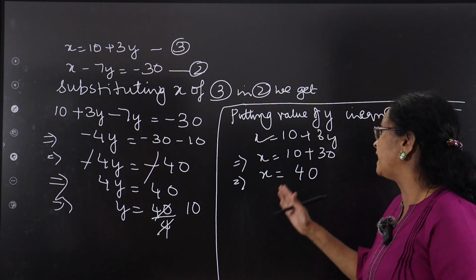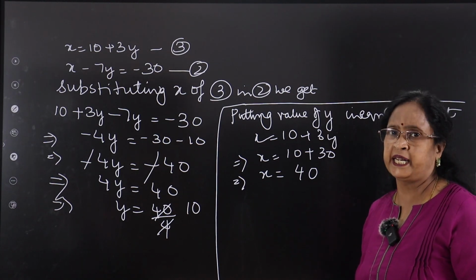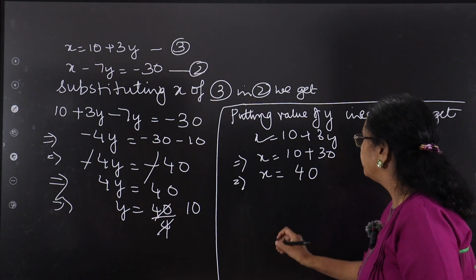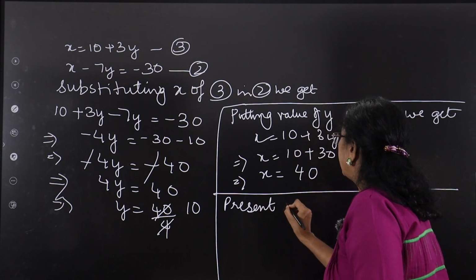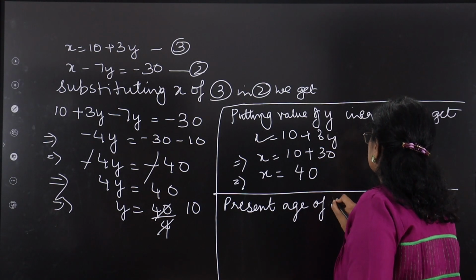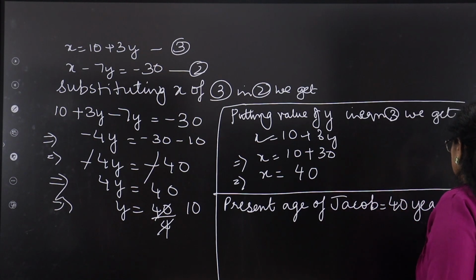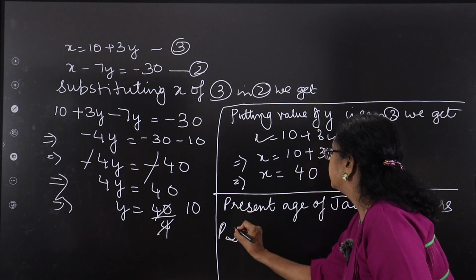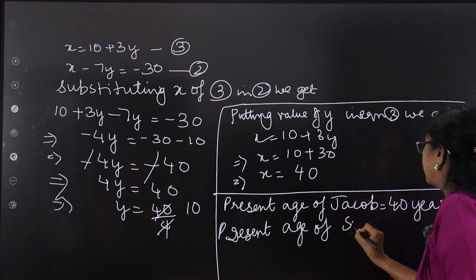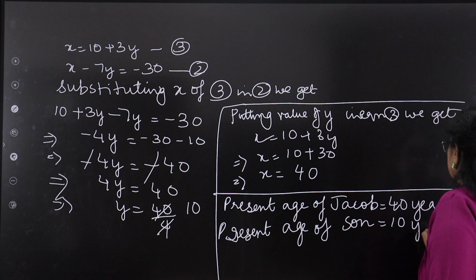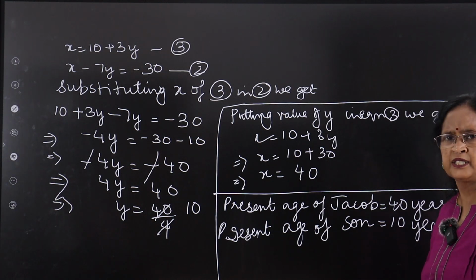Alright. We took Jacob's age as x and son's age as y. Present ages, that is the question asked. So what will you write towards the end? Present age of Jacob is 40 years and present age of son is 10 years. This is how you will finish the answer.